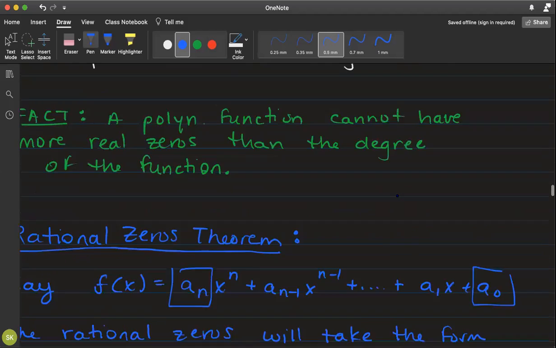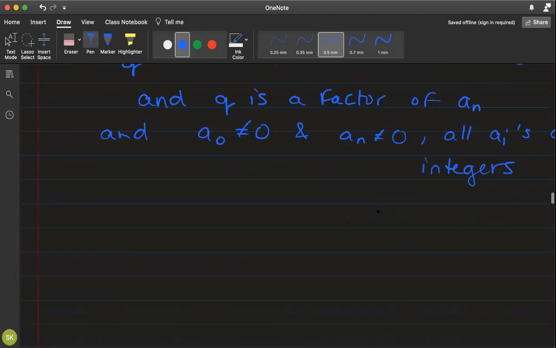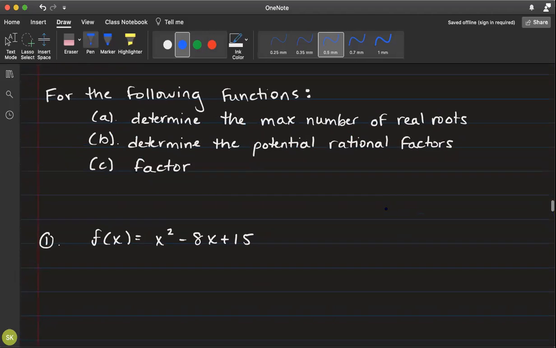Okay. Now, this is a lot to absorb, so let's just do a few problems. For the following functions, let's determine the maximum number of real roots. Then we want to determine the potential rational factors, and then we want to factor. And I started off with something really easy. We've done this problem in the last video, I think 2 or 3 times. We have f of x is x squared minus 8x plus 15.